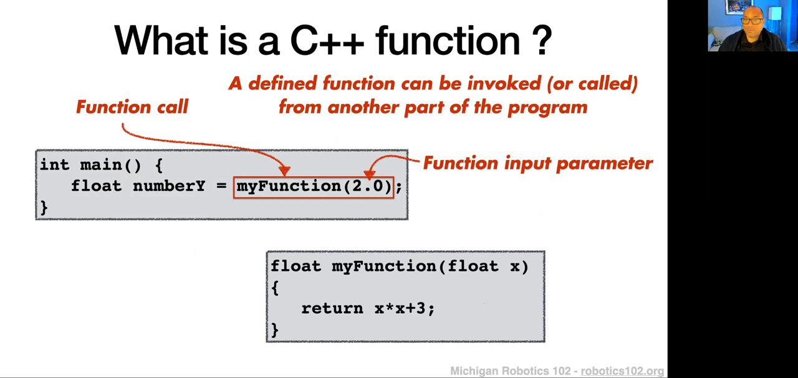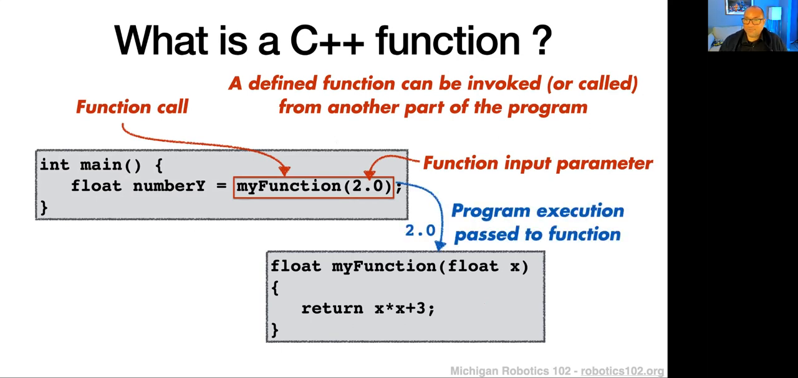It's going to have an input parameter. So that input parameter in this place is going to be 2.0. So once we pass execution to the function, it's going to be passed with that argument 2.0, and X is going to take on that value of 2.0 once it's passed in. So now program execution sits inside the function once our my function is called.